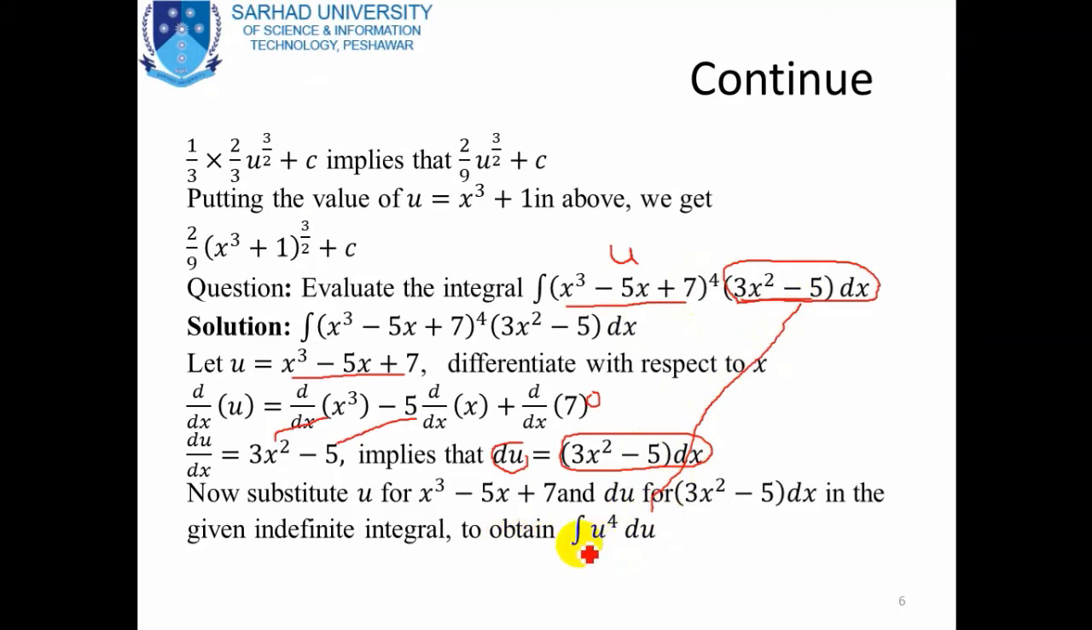Now we are going to integrate this function u power 4 with respect to u. The function is completely converted to the new domain u. So dear students, why do we use the substitution method? Actually the problem is that sometimes it is very difficult to integrate two functions when they are in multiplied form, or when two functions are in divided form.